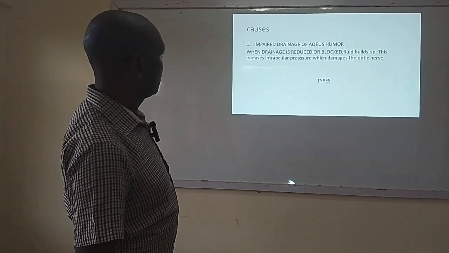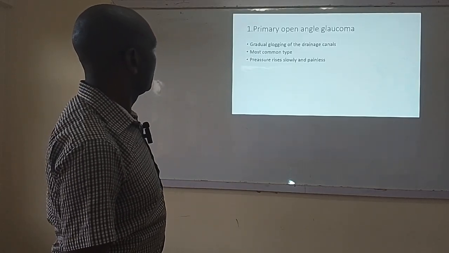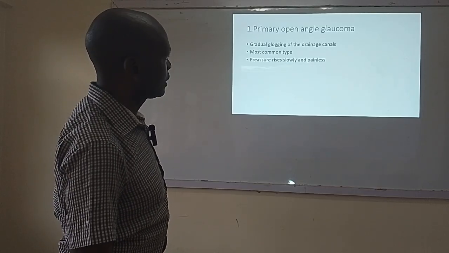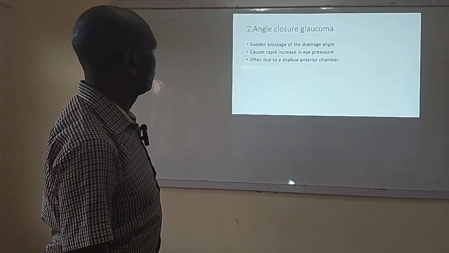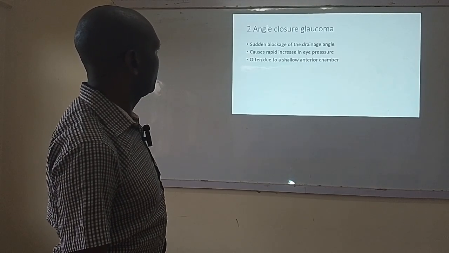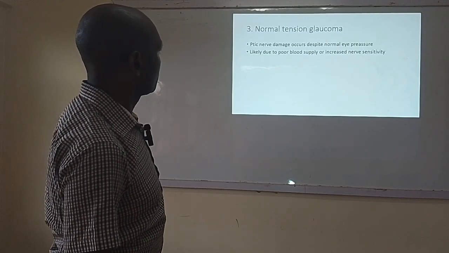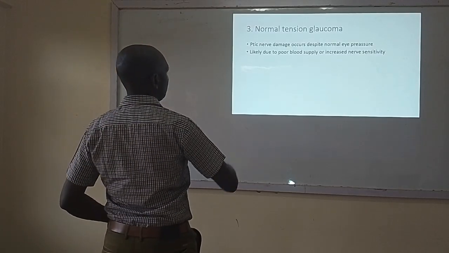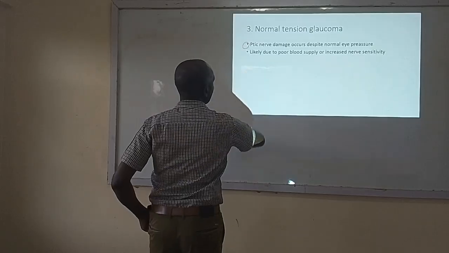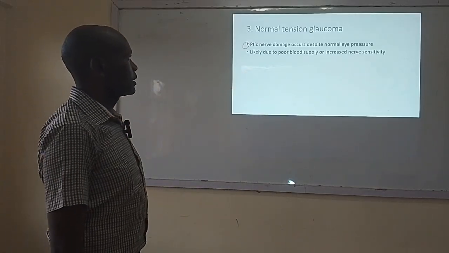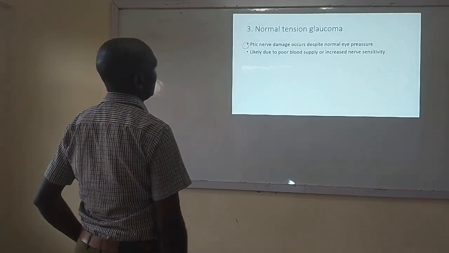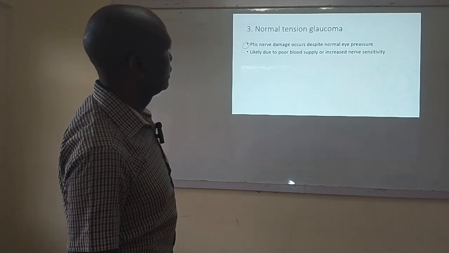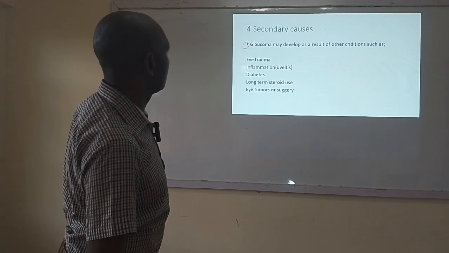So we had done that already. We have mentioned primary open angle glaucoma. These are just repetitions. We have talked of closed angle glaucoma. We have also mentioned something on normal tension glaucoma. This is a typo, this is optic. There's an O here. Optic nerve damage occurs despite the normal eye pressure, likely due to poor blood supply or something like that, which increases the nerve sensitivity.